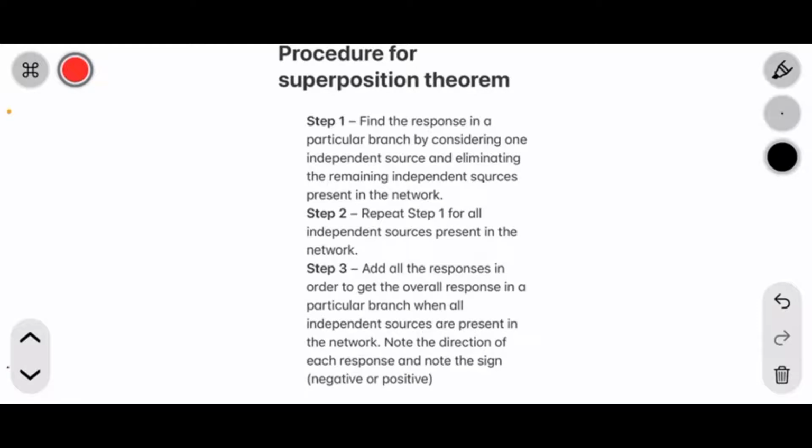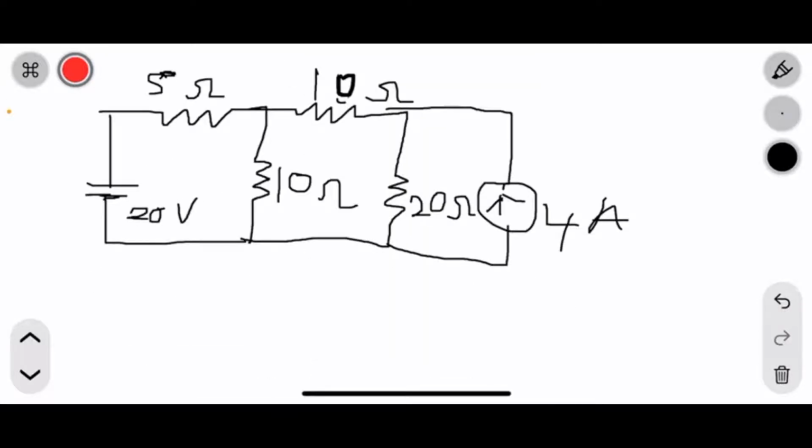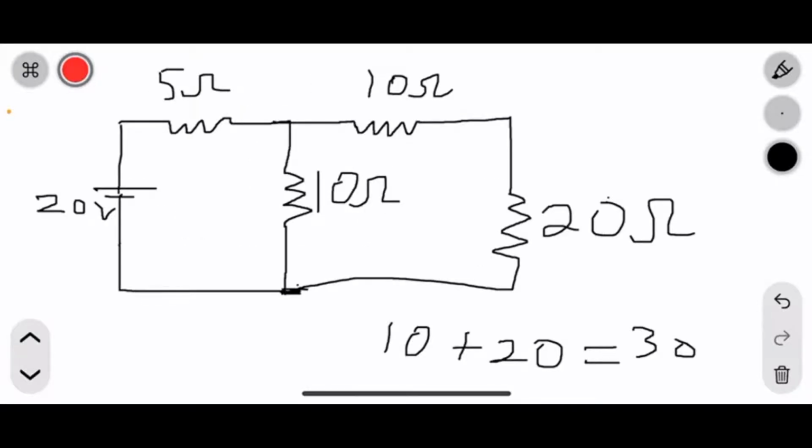So let's take an example. Consider this circuit below. We are required to find the current flowing through the 20 ohm resistor using the superposition theorem. How do we do it? Now, we want to consider the 20 volt source acting alone. In this case, we have to open the 4 ampere current source. Remember, the 4 ampere current source here is independent, so we can take it out from the circuit. And to take it out from the circuit, we have to open it. So this is what we will get when we open the current source.